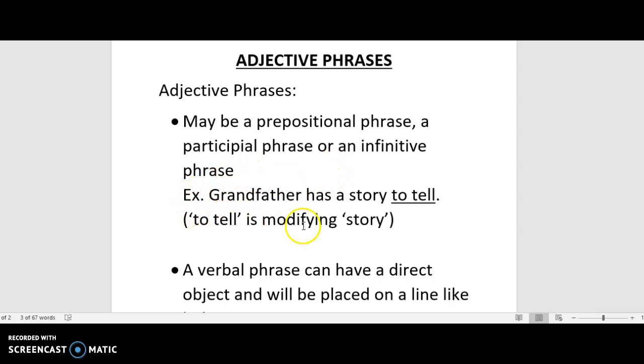So let's take a look at this example on your screen. It says, grandfather has a story to tell. Well, here we have this to tell. Now we know from the previous lesson that this is a verbal, to tell. It's a couple words put together, so it's also a phrase. And it is modifying story. We could just end by saying grandfather has a story, but to tell is a little bit more, so it's modifying story.